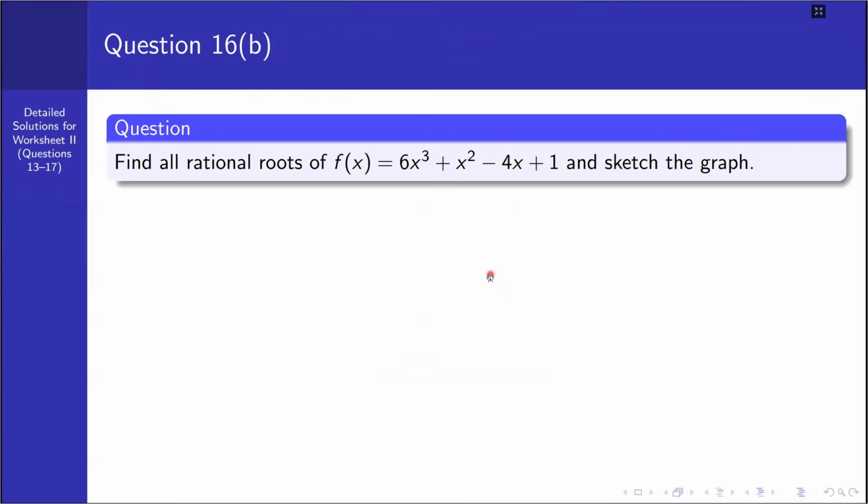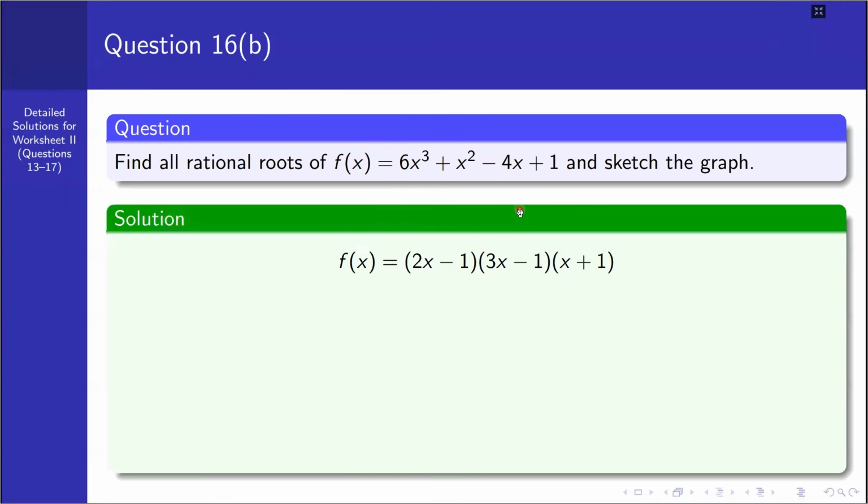Okay, next, a similar question. Find all rational roots of f of x equals 6x cubed plus x squared minus 4x plus 1, and we are asked just to sketch the graph of the same cubic polynomial function.